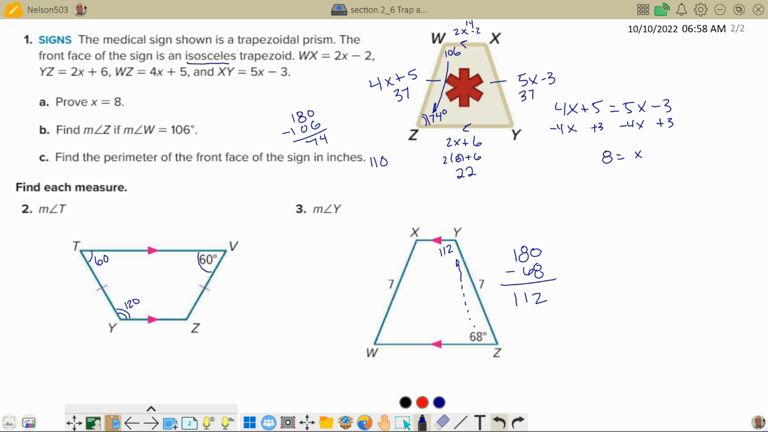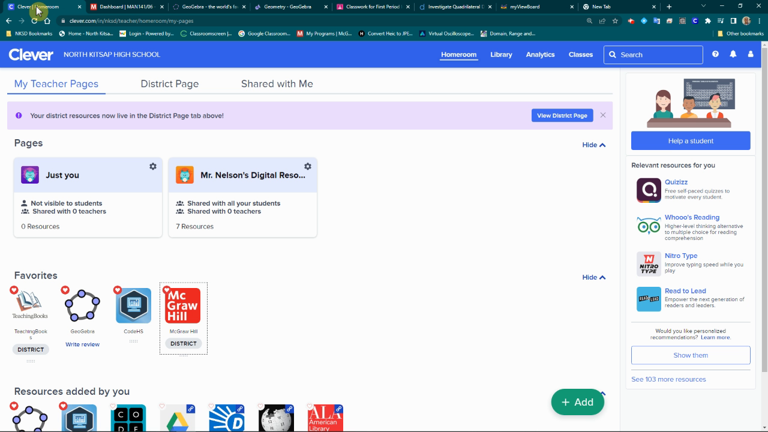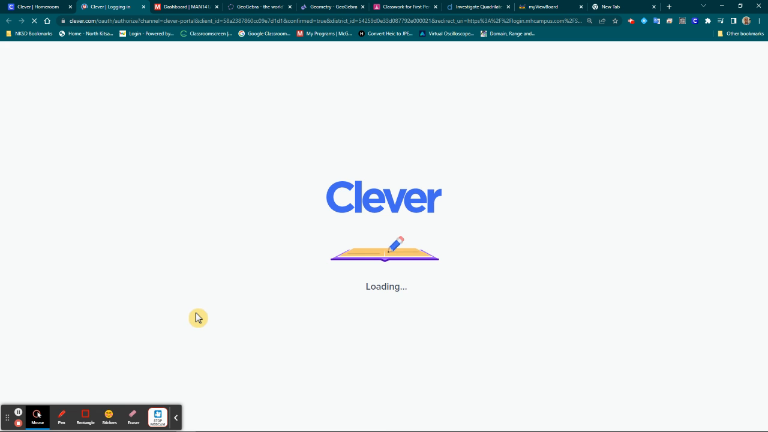Wow, there is so much information. Just as a reminder, how do you open up the textbook again? You go to Clever, you go to McGraw-Hill. When it opens up, you want the option on the right. You don't want Alex, of course.